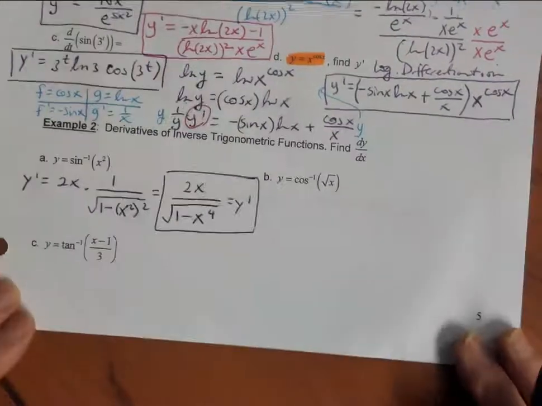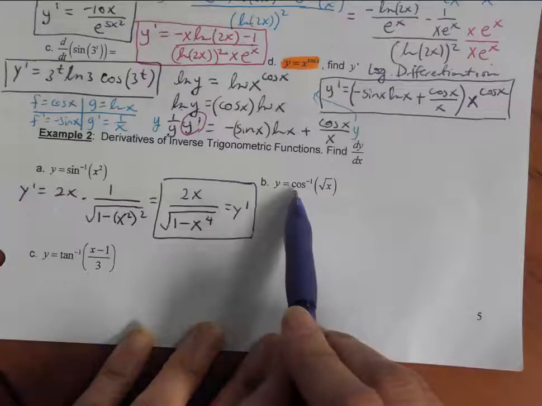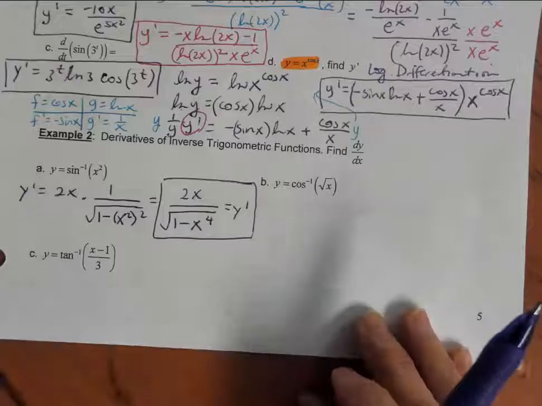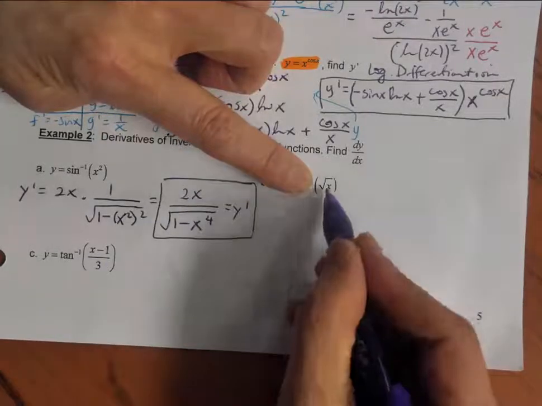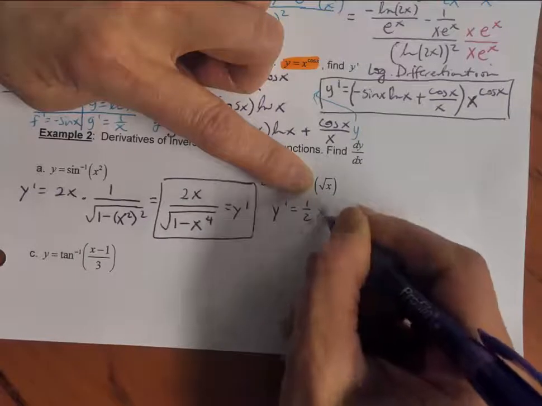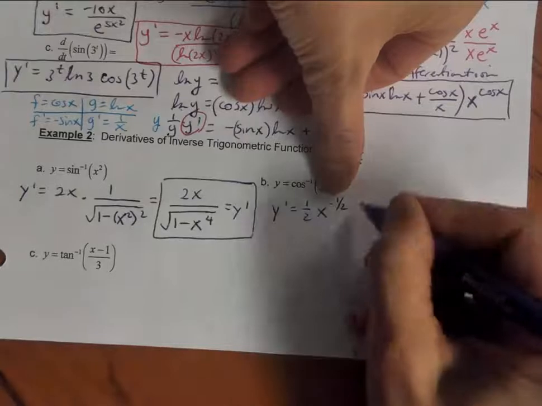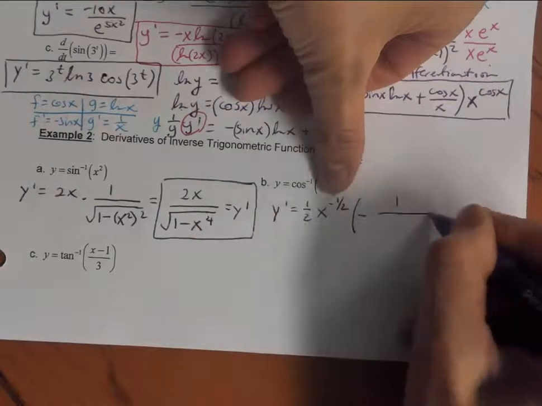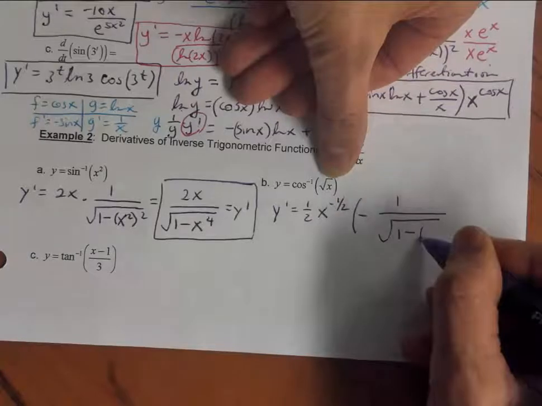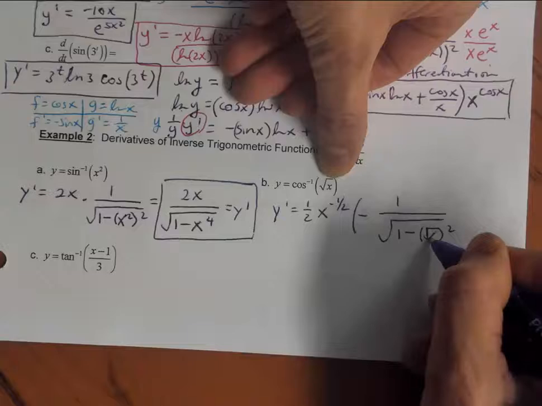Okay. All right. Then we have the inverse cosine. So the inverse cosine is going to have the exact same rule as the inverse sine, except it's a negative. So I'll just do the derivative of the inner first. So the square root of x, that would be 1/2 x raised to the negative 1/2. And then the derivative of cosine is a negative 1 over the square root of 1 minus, and then it's going to be something squared. And for that one, our inner function is the square root of x.